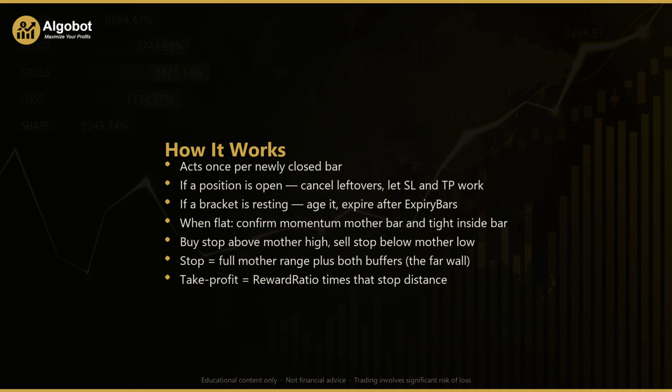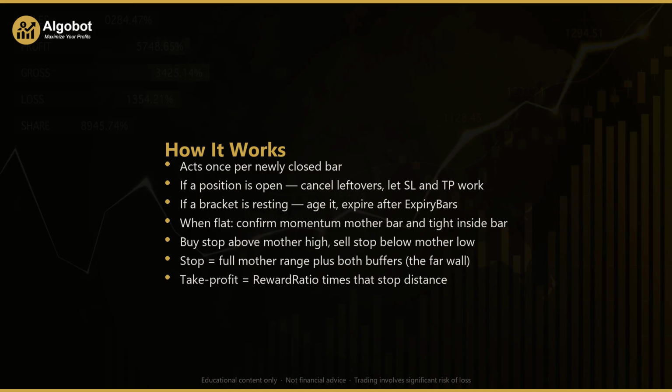Only when the account is flat and idle does the strategy look for a fresh setup. It measures the mother bar's range and confirms the mother bar is a true momentum candle by checking that its body is at least a minimum fraction of that range. Then it confirms the inside bar is genuinely contained. Its high is below the mother's high and its low is above the mother's low, and that it's tight enough, meaning its own range is only a small fraction of the mother's range. If both conditions pass, the EA has found a valid coil.